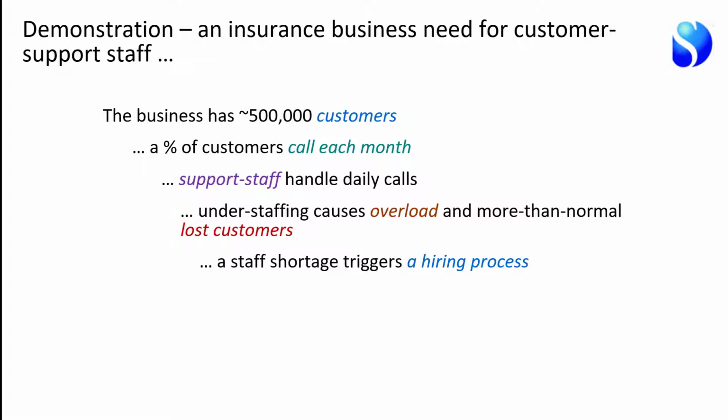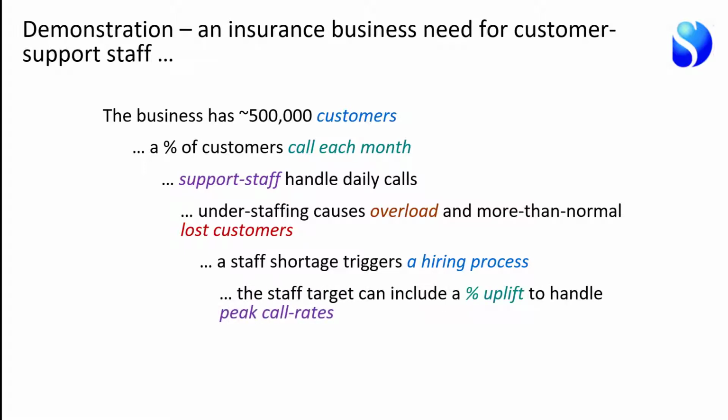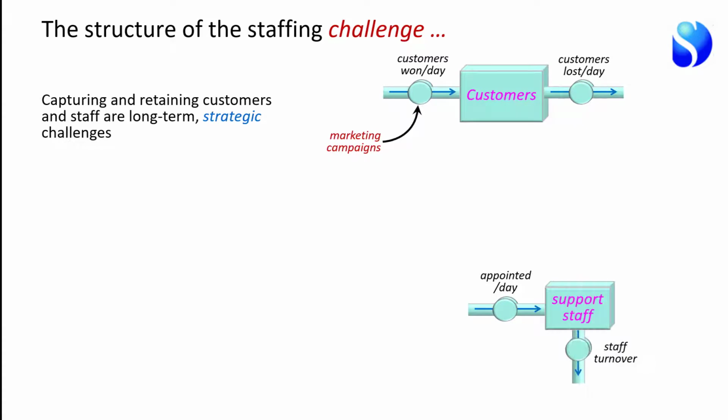Now, if you have a staff shortage, what happens in the model is that triggers a hiring process, like we looked at on the previous slide. Now, because there's variability in that call rate coming in from customers, you can optionally set a percentage uplift on that staffing target to handle those peak call rates. Furthermore, because there will be episodes that happen in our business, and we're going to look in particular at marketing campaigns to bring in more customers, we may need to impose extra hiring episodes to plan for things that are coming up.